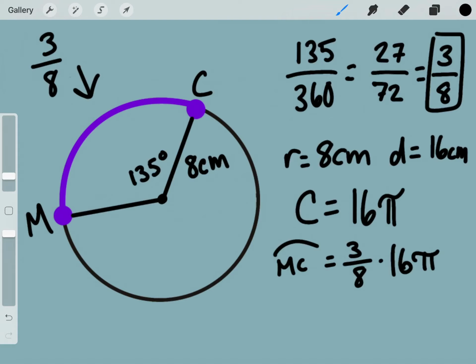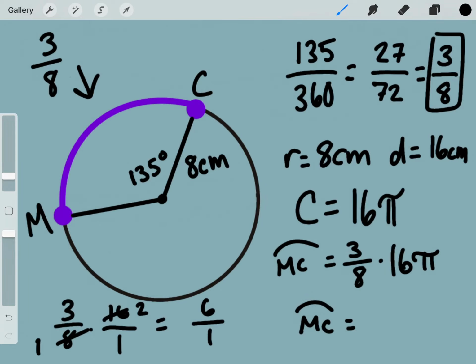Now 3/8 is not a number I multiply by very often, but let's remind ourselves of how to multiply fractions. If I'm doing 3/8 times 16, that's like doing 3/8 times 16 over 1, and we can cross reduce. 8 becomes 1, 16 becomes 2, and then it's just a simple math problem of multiplying across. 3 times 2 is 6, 1 times 1 is 1. So arc MC equals 6 pi centimeters. If you got that, that's so awesome. If you didn't get it, that's totally fine. It's going to take a little bit of practice.